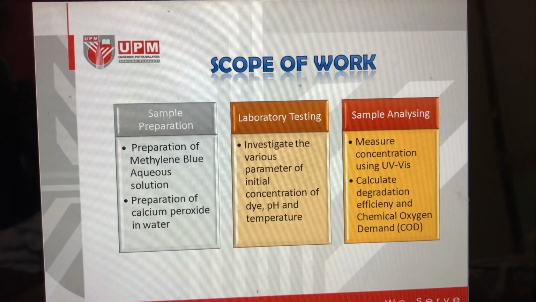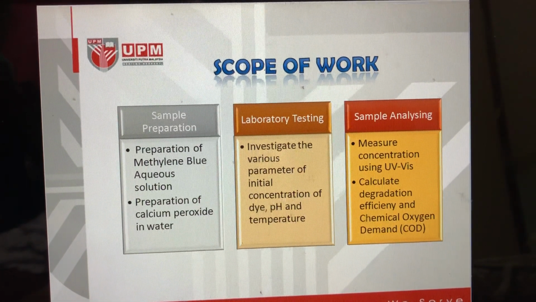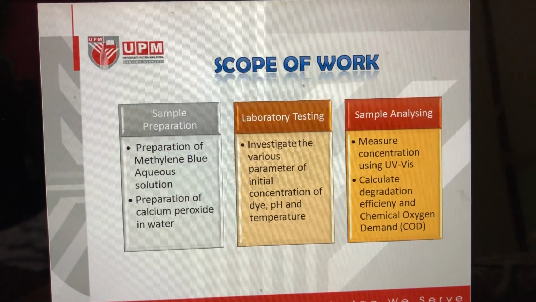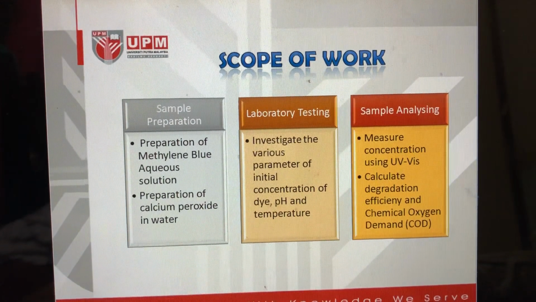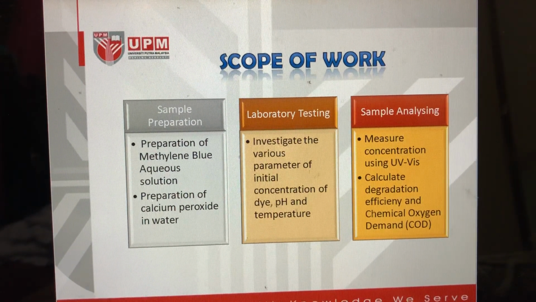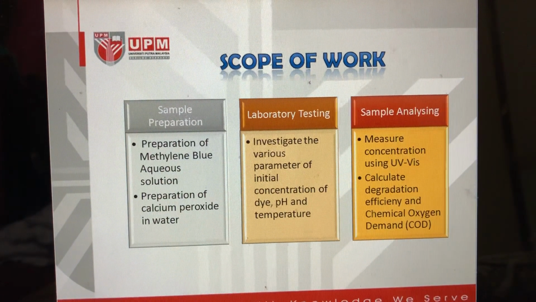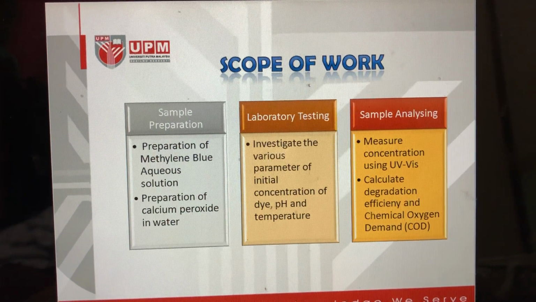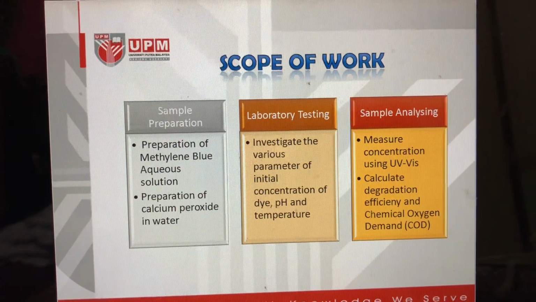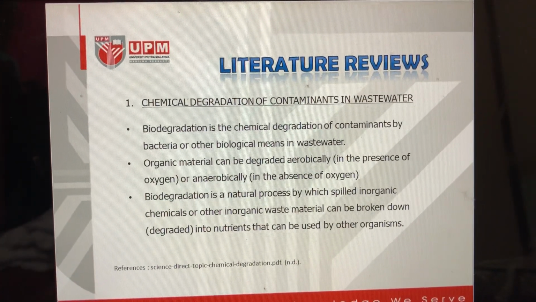My scope of work is divided into three. The first one is sample preparation. Under the sample preparation, I have to prepare the methylene blue aqueous solution and also the preparation of calcium peroxide in water. The next one is laboratory testing, which is to investigate the various parameters of initial concentration of dye, pH and temperature. The last one is sample analyzing, to measure concentration using UV spectrophotometer to calculate degradation efficiency and chemical oxygen demand. So the next one is the literature reviews.